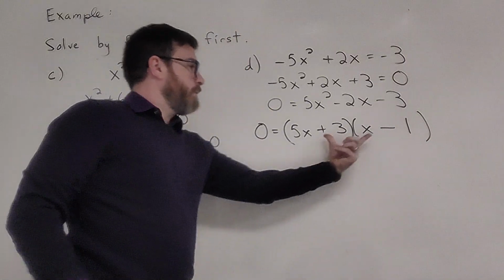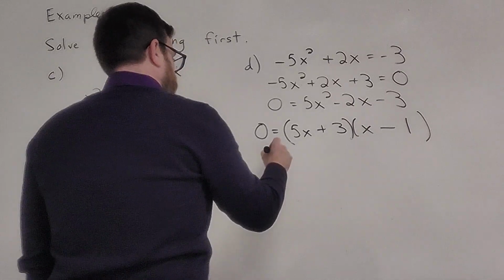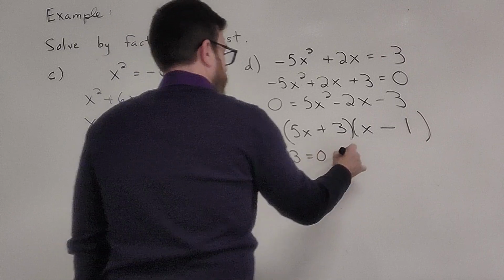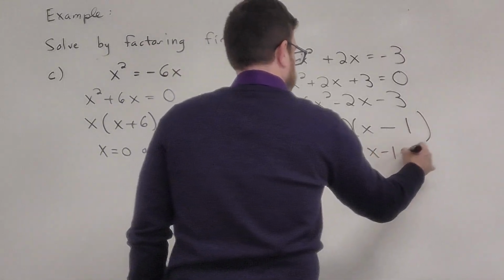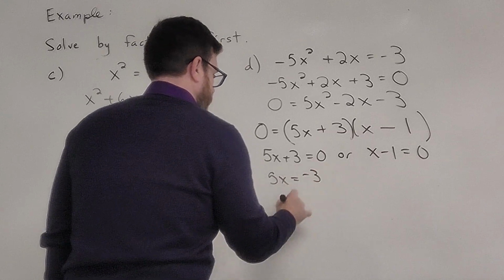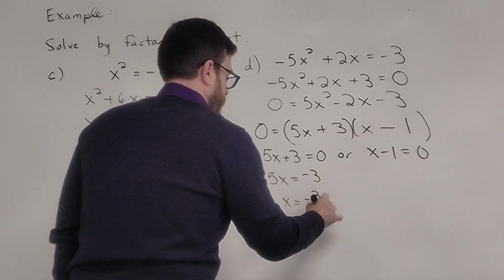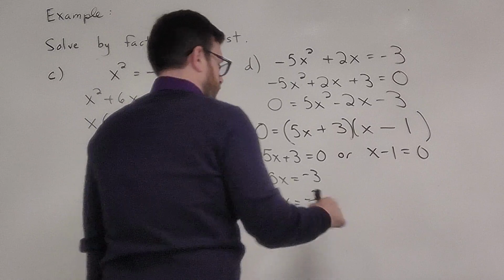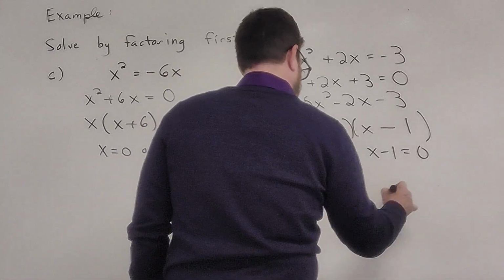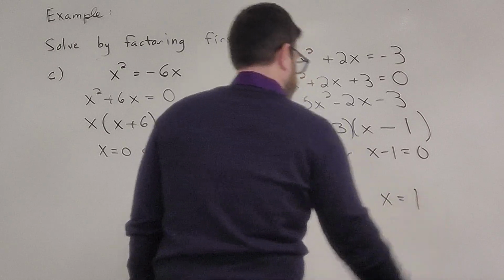So now I have the multiplication of two factors equal to 0, so either the first factor is 0 or the next factor is 0. So solving for x, 5x is equal to negative 3, so x is equal to negative 3/5. And for the next one, adding 1 to both sides, x is equal to 1. So these are our solutions.